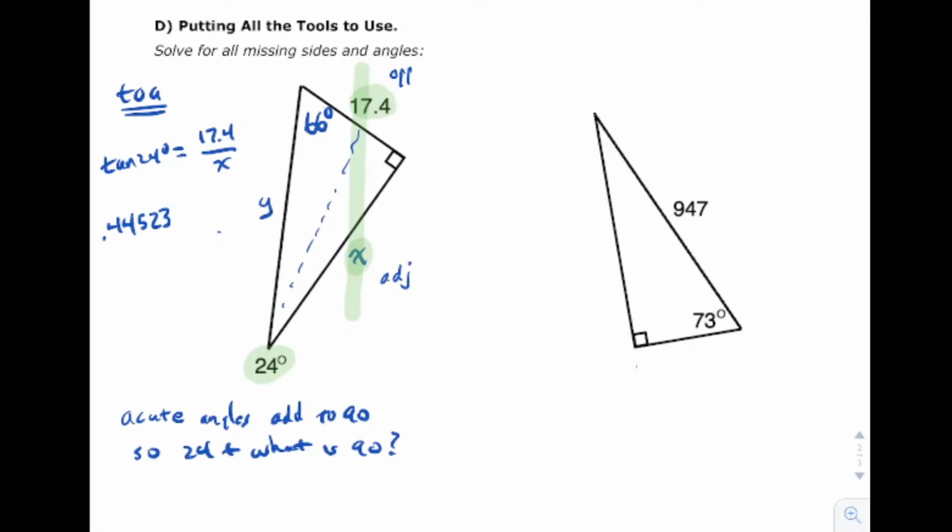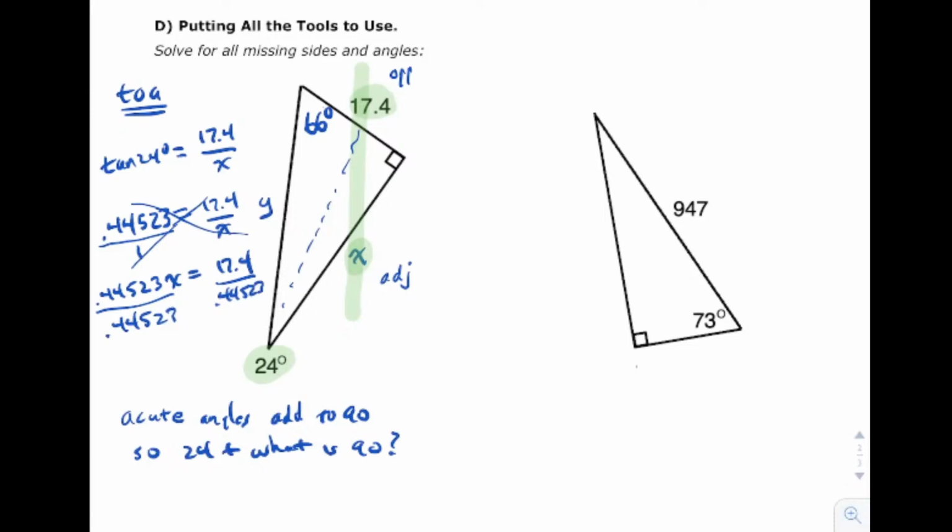Your answer will be a little different than mine. 5 sig figs tends to be plenty. So 0.44523 is how I'm rounding that up, equals 17.4 over x. Remember this idea that you can think of this as over 1 and do cross products. So 0.44523 times x on this diagonal is equal to the 17.4 on this diagonal. And then my last step is to divide both sides by 0.44523.